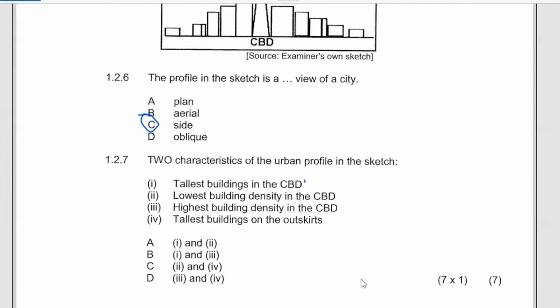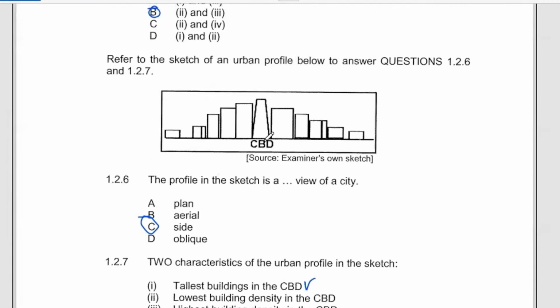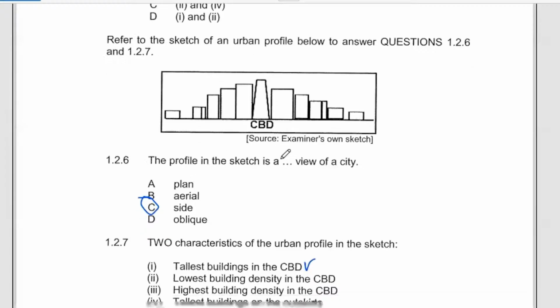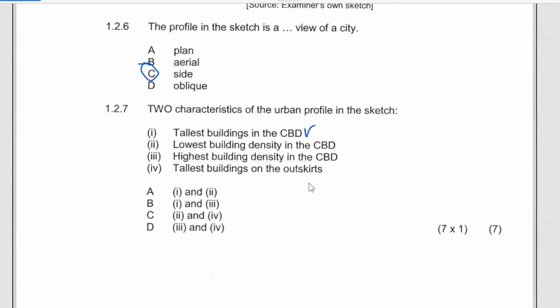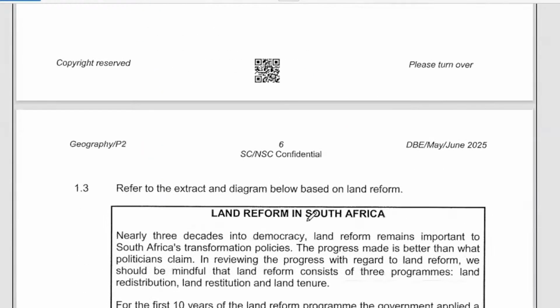Tallest buildings in the CBD, I think is evident. If you check our CBD at the focal point here, the tallest buildings we find them here. And also highest building density in the CBD. When we're looking at density of buildings, we are looking at how the buildings are spaced. In the CBD, because of limited space, the buildings tend to be close to each other, and also because of high land values, we tend to maximize the usage of space in the CBD. So it's item 1 and item 3, which is response number B. Right, moving on to the next question.